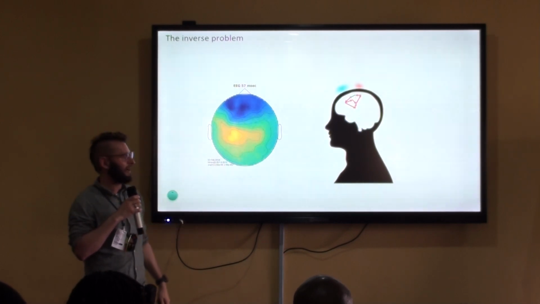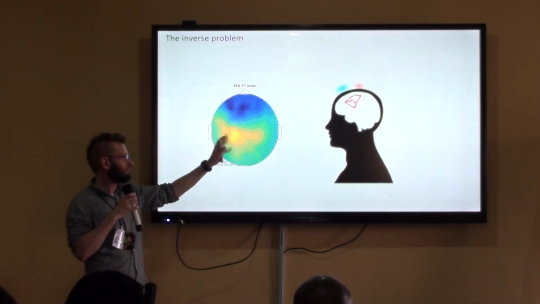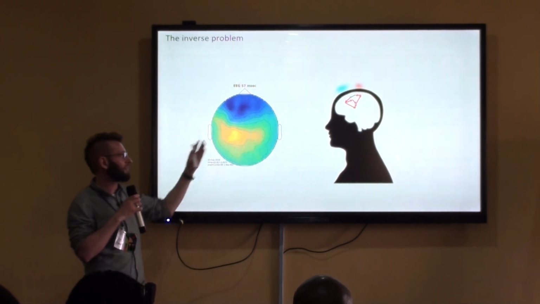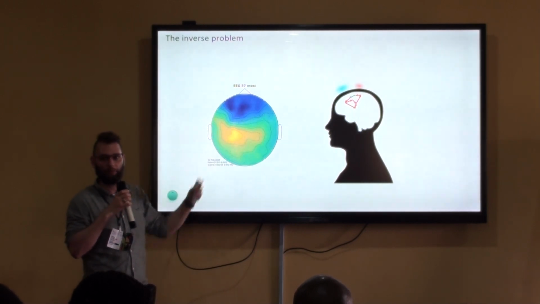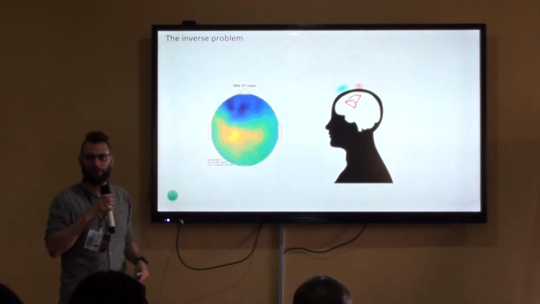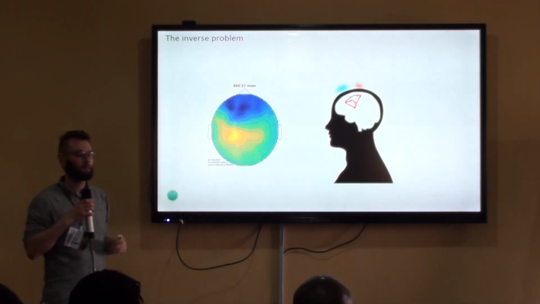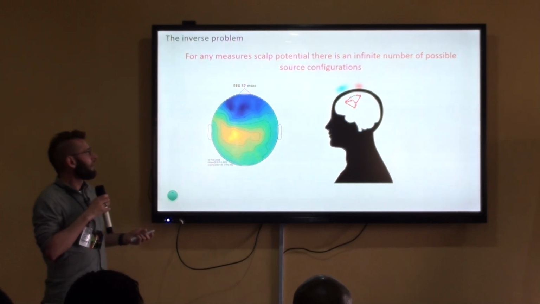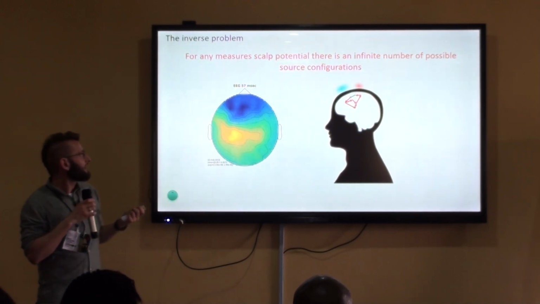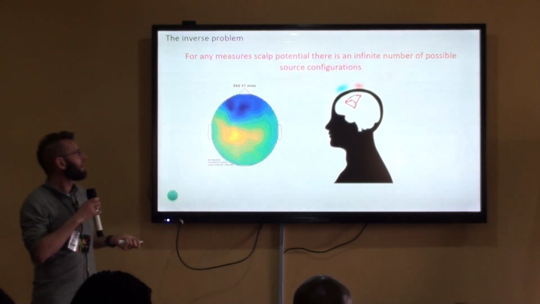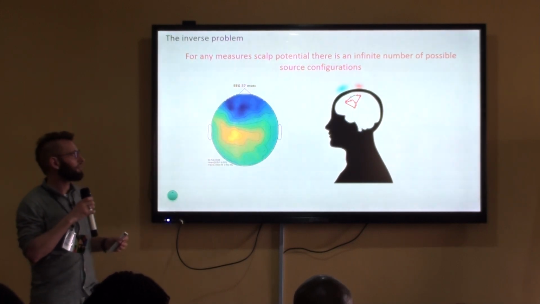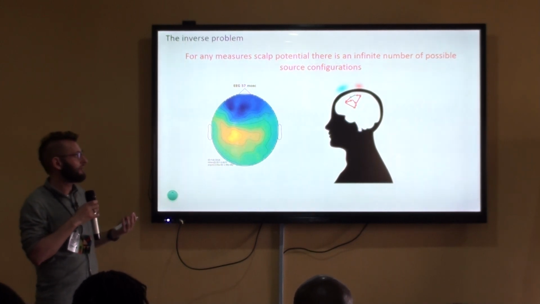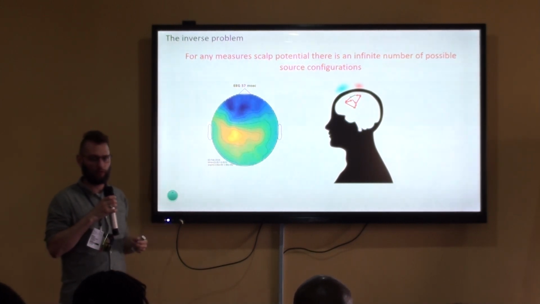Or I could come up with some really crazy, not plausible at all, but from a purely physical, mathematical perspective, this configuration would also generate the same scalp field in this case here. So the inverse problem basically states that for any measure of scalp potentials, there are an infinite number of possible underlying configurations that could give rise to this specific topography.